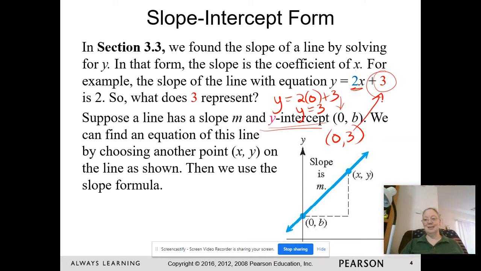It's not a coincidence that this number is the same as this number, because this term is always going to be 0 when we plug in 0, which is how we find a y-intercept. So having the equation set up like this, both of these numbers tell us something about the graph. This tells us our slope, and this we call b, which gives us the y part of our y-intercept. And we know the x is 0 because it's a y-intercept.